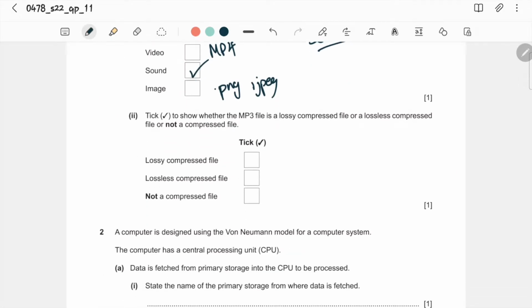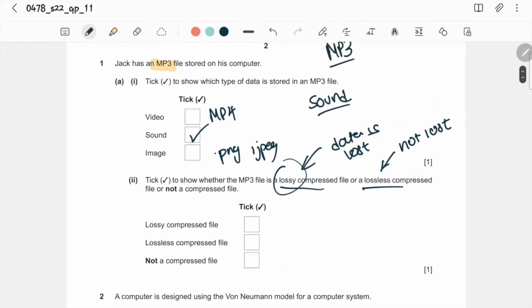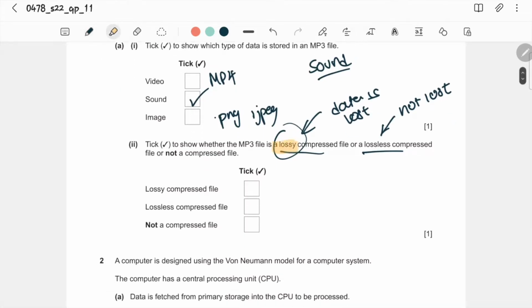Okay, tick to show whether the MP3 file is lossy compressed or lossless. Now, if you have read your notes, you know what the difference between lossy and lossless is. With lossy compression, the data is lost. Here, not lost. It's as simple as that. So the difference between the lossy and the lossless is the fact that in one the data cannot be retrieved back, which is the lossy, and you can retrieve the data back in the lossless. So that is the difference between the two.